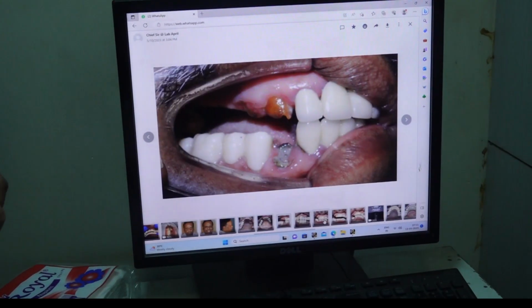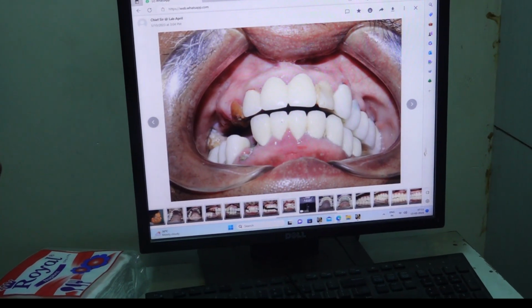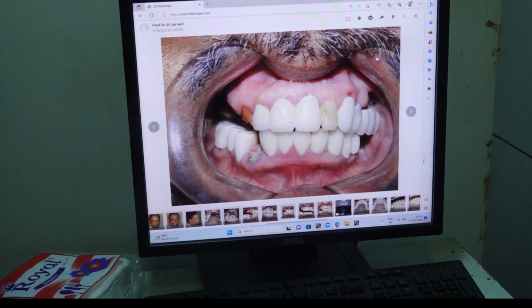Patient with multiple failed bridges. Okay, all bridges are failed or failing. So if you see the frontal, the smile view is important. There is no gummy smile. This incisal position is reasonably good. The ridge, okay, reasonably good.